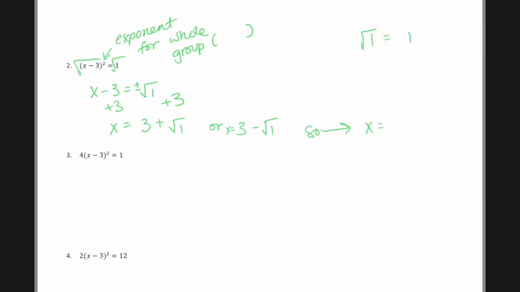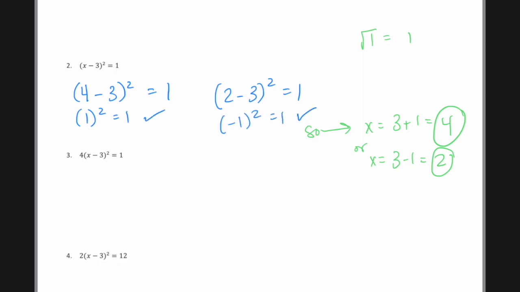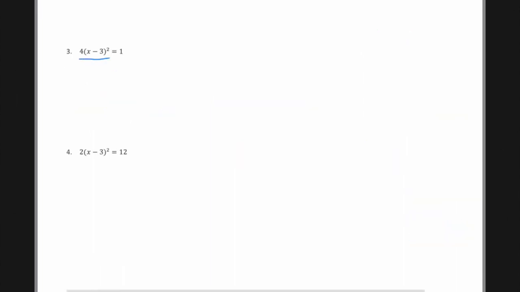As I said before, I'm going to go ahead and simplify now. Square root of 1 is 1. So that means that x could be 4 or x could be 2. What you want to do is plug these both in and see which one works. We see that a positive 4 works, and we also see that 2 works. So both are going to be answers, especially because we don't have the context of a word problem to decide. So let's look at number 3.